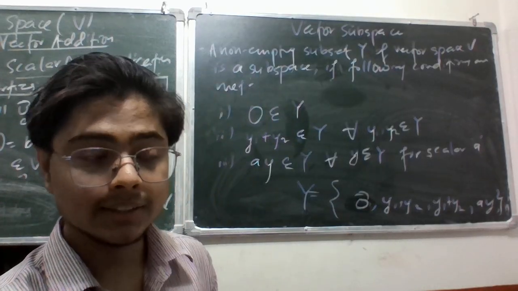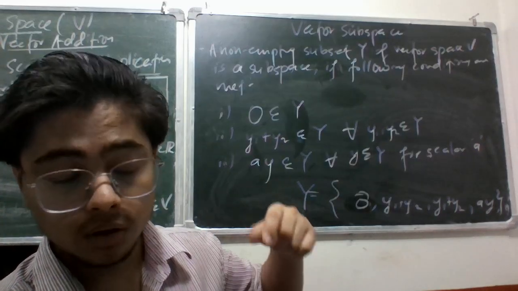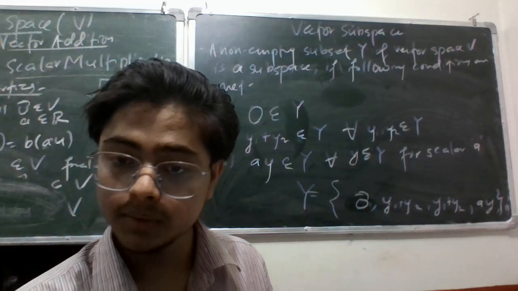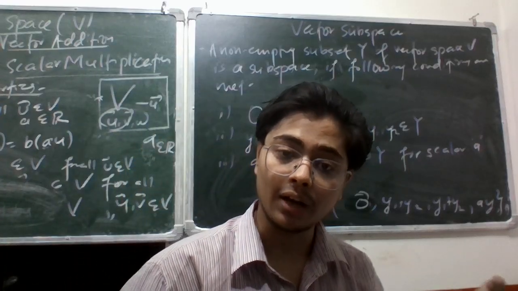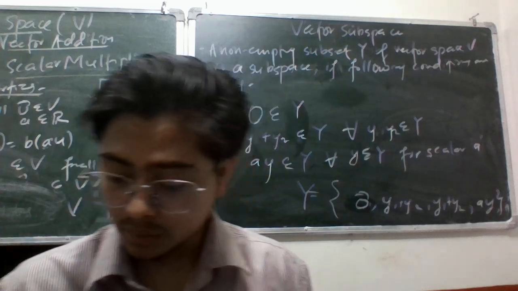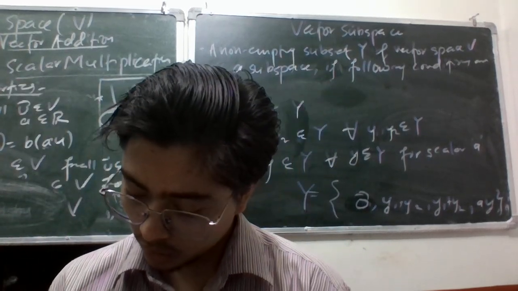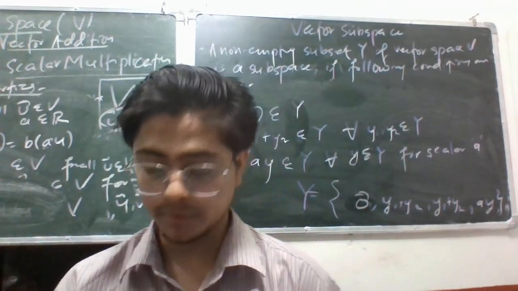So we can say a statement like: all vector subspaces are vector spaces, but all vector spaces are not vector subspaces. Okay, that was a mouthful, but I think you got the point. So this is about the vector subspace.